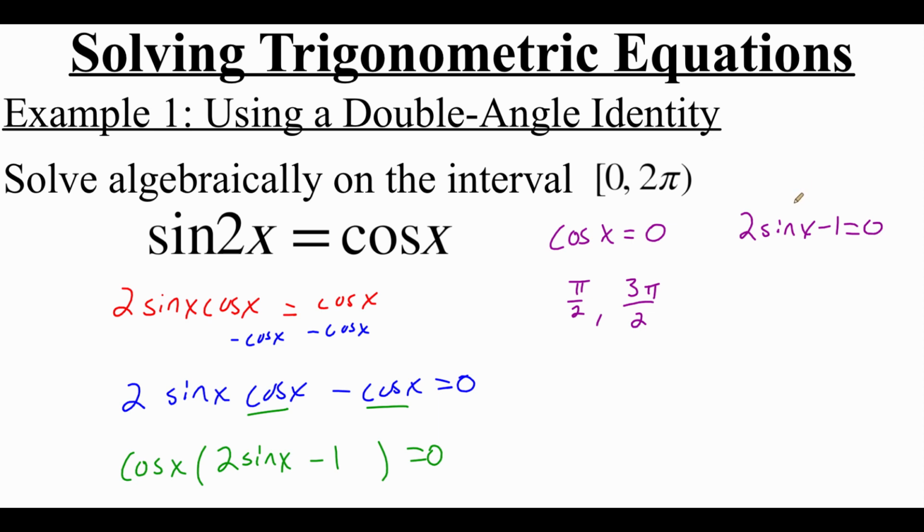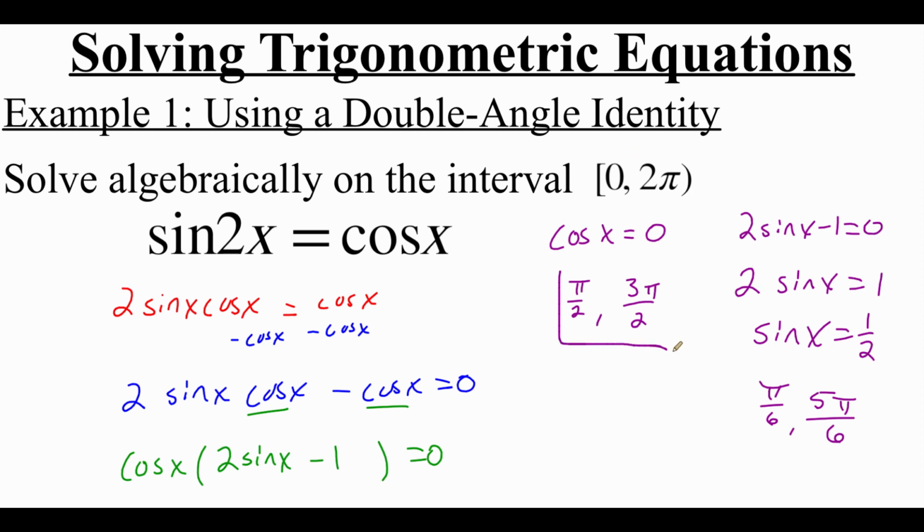Now, the second piece is going to take a little extra solving because we want to get this sine of x alone. So the first thing I'm going to do is add that 1 over to the right-hand side. So we would get 2 sine of x equals 1. Then I'm going to divide that 2 over to the right-hand side, so we get the sine of x equals 1/2. Now, as we're taking a look at the unit circle, remember sine is the y value from the ordered pair, so we're looking for y values of 1/2, and that happens at 2 places on the unit circle. That happens at pi over 6 and also at 5 pi over 6. And again, because we're told to stay on the interval from 0 to 2 pi, we don't have to worry about any coterminal angles. So our answers are pi over 2 and 3 pi over 2, but also pi over 6 and 5 pi over 6.